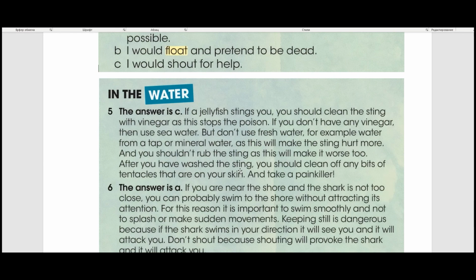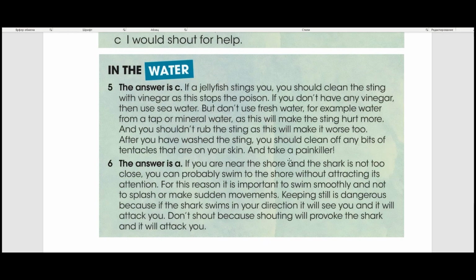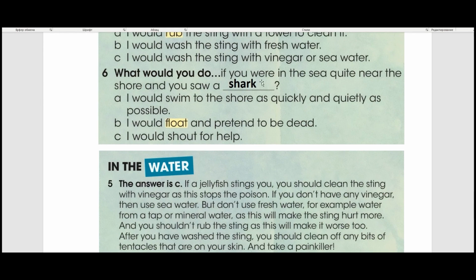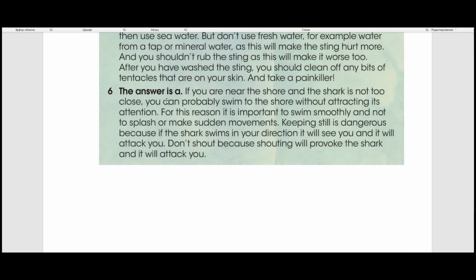После того, как вы помыли это место, вам следует clean off, то есть вычистить любые части или кусочки щупалец, которые на вашей коже, и принять обезболивающее. Take a painkiller, то есть принять обезболивающее. Шестой. Ответ у нас A. Что бы вы сделали, если увидели акулу, то есть попытаться уплыть. Если вы рядом с берегом и акула не слишком близко, вы, возможно, можете просто поплыть к берегу без attracting its attention, то есть не привлекая к себе внимания акулы.